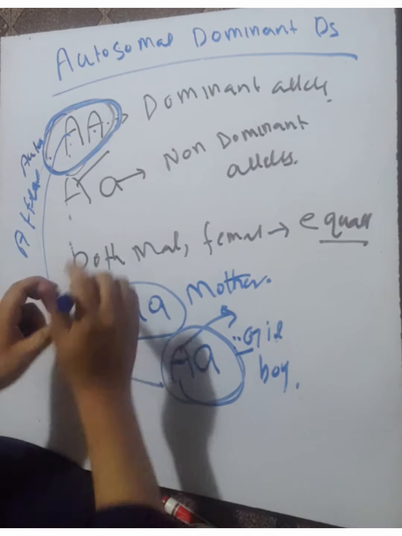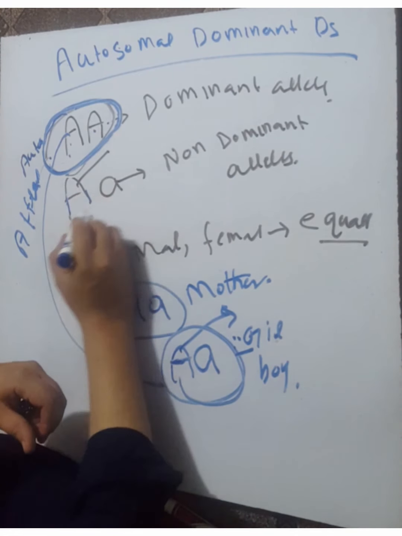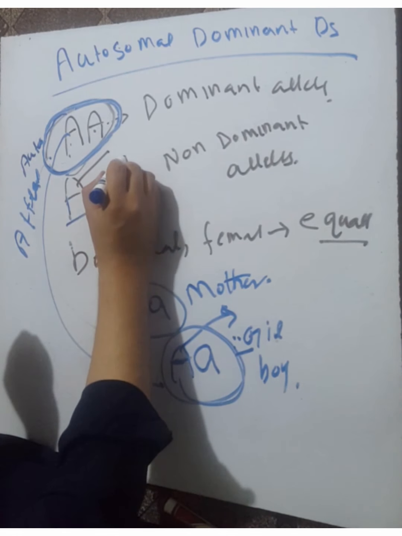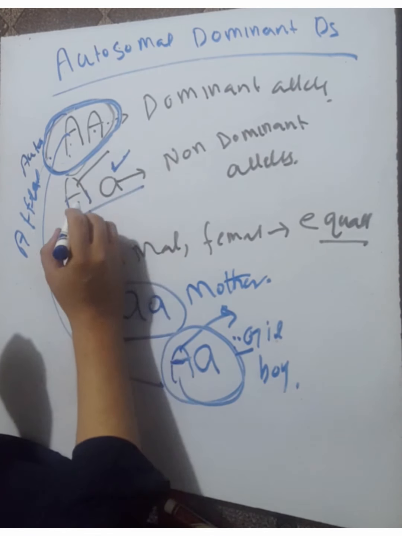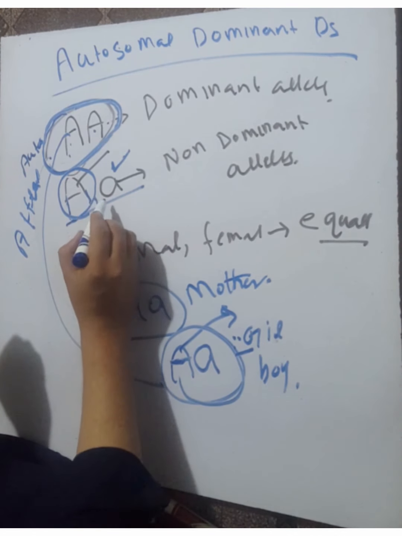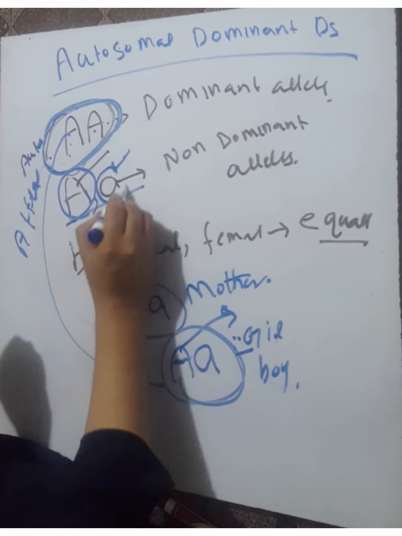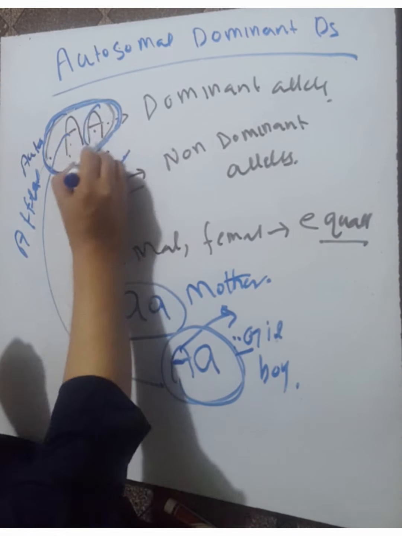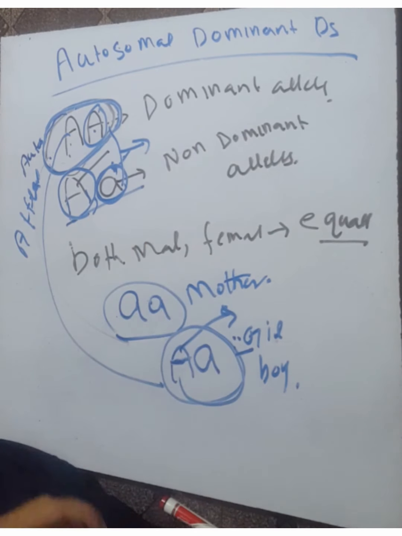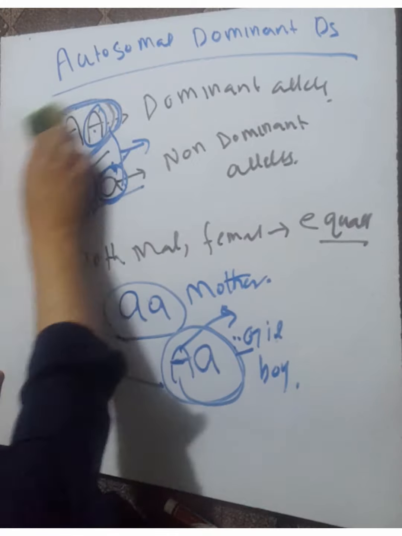In the other case, if the mother has a mutation in one allele, one allele is carried from the father and one from the mother. So the baby or the offspring can be affected, because this is not a sex chromosome disorder. This is not a sex-linked disorder. This is an autosomal dominant disorder.